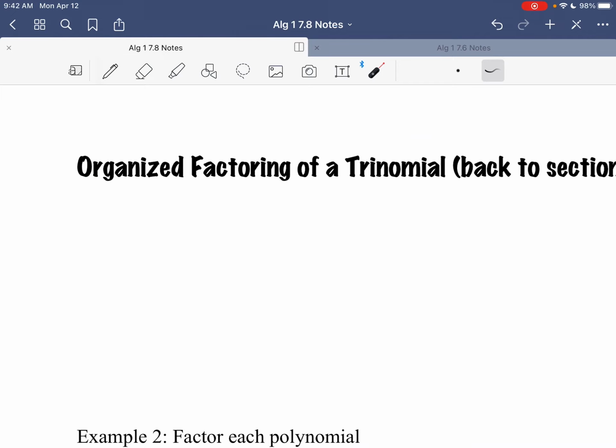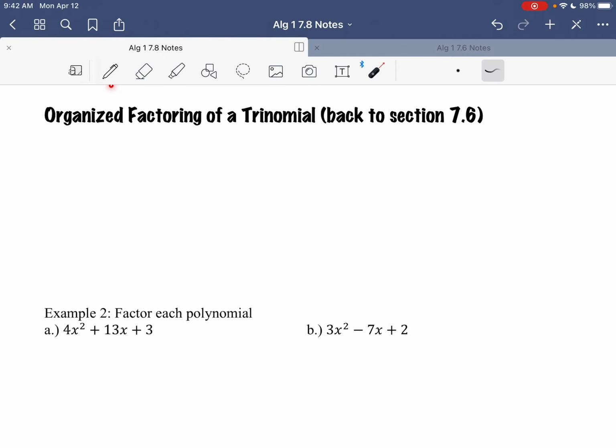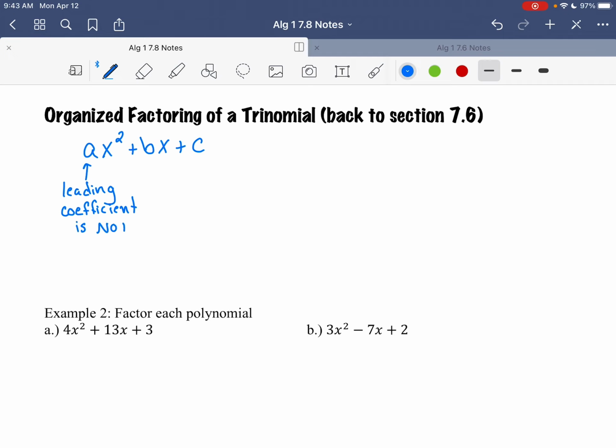The first thing we're going to do is look at a very standard trinomial, ax squared plus bx plus c. Again, this a, this b, and this c are just numbers. Normally you really only want to do this when the leading coefficient is not 1. We're going to break this down into multiple steps. This is organized factoring.